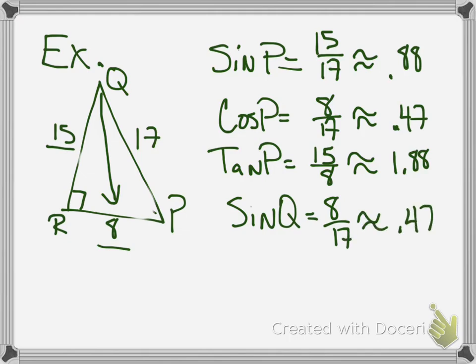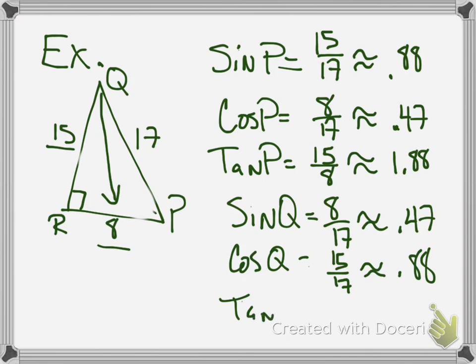And you might see a relationship between sine and cosine of the different angles. You notice that some of these numbers are kind of repeating. And then finally, tangent of Q is 8 over 15, which is 0.53. So there you go. That's a quick and easy example. And again, the idea here is to make sure you understand when I'm using opposite over the hypotenuse, adjacent over the hypotenuse, or the opposite over the adjacent.